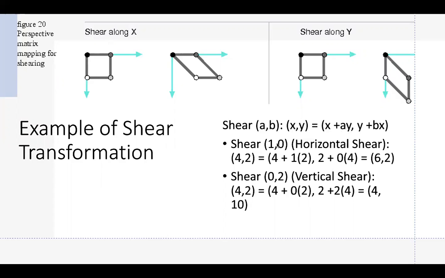And then we have the shear along the y, which means that we're given that the shear is 0, 2, which is a vertical shear. Let's say we're given the point (4, 2), which equals (4 plus 0, and 2 plus 8), which equals the point (4, 10), which is right here.